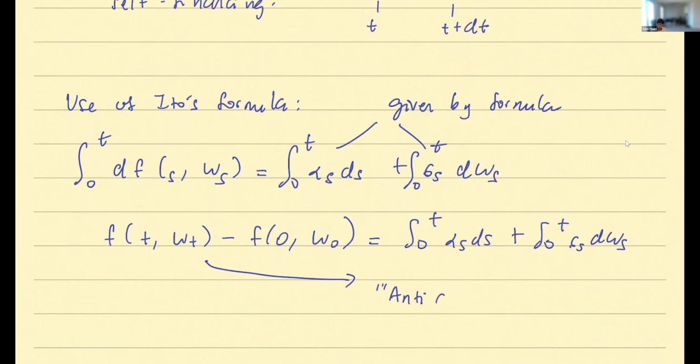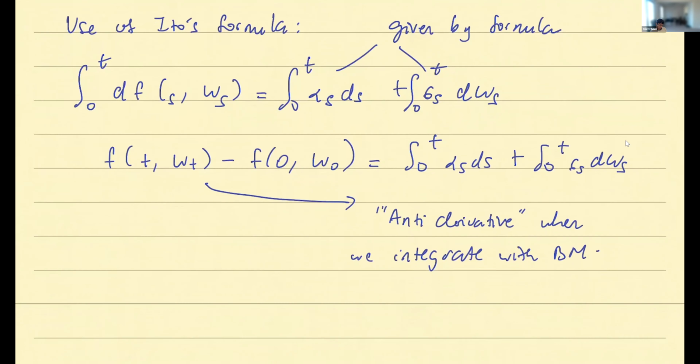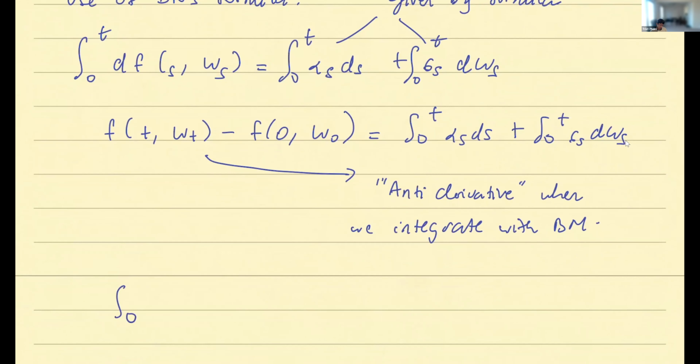So in some cases this will get tricky, but this will basically give us an antiderivative when we integrate with branch. Okay. What do we mean by this? Well, very simple. I think you guys all know this. What is the answer here?